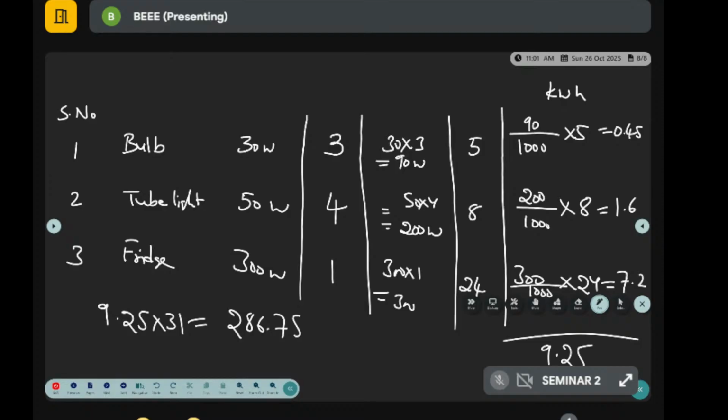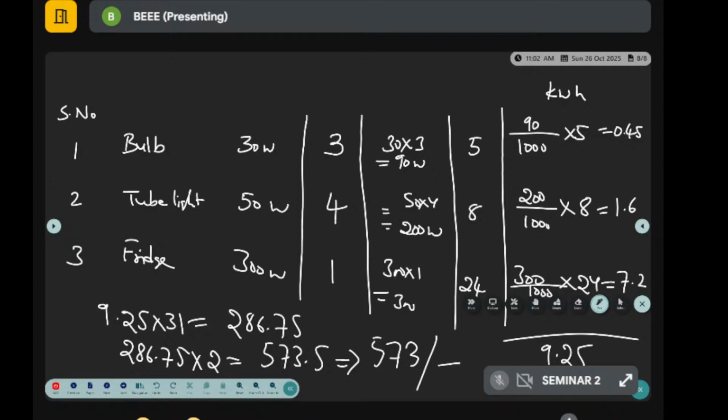286.75 units. 1 unit is equal to how many rupees? 2 rupees. So on the next line write 286.75 into 2, which is equal to 573.5. Nearer to 573, though 574 or 572 are also correct, nothing will happen. So the answer is rupees 573.